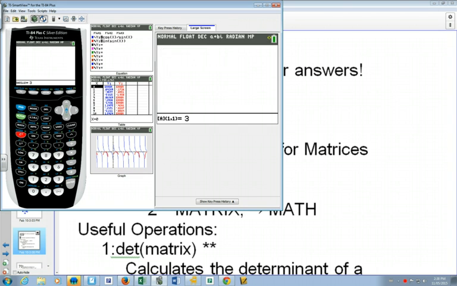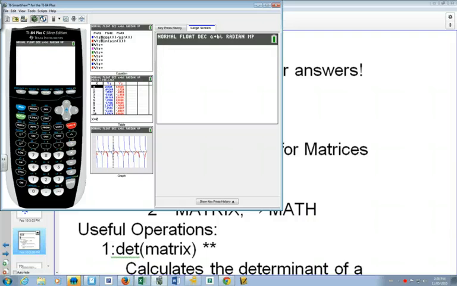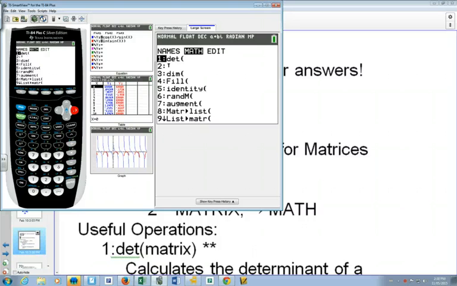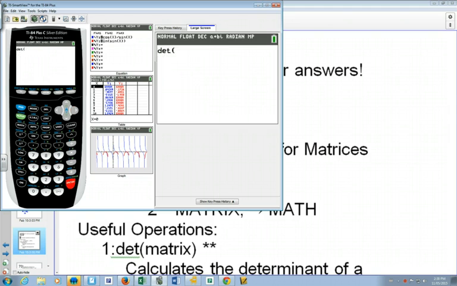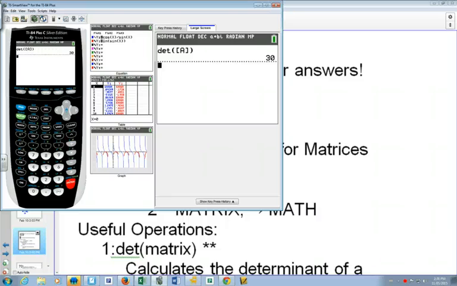Now if we go to our matrix menu, we've been using the names and we've been using the edit, but we haven't done any math, and there's a whole bunch of math that you're allowed to do with your matrices. The first one is determinant. So we can go determinant and then go back to matrix and choose matrix A and push enter, and it tells us that it's 30 as well.